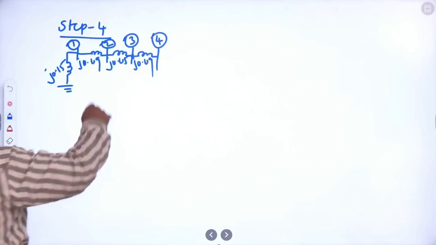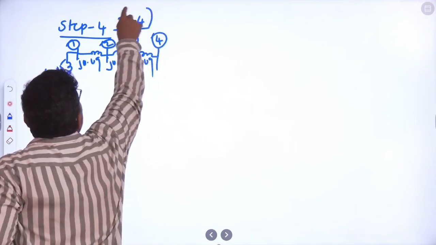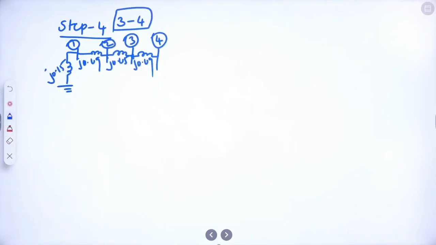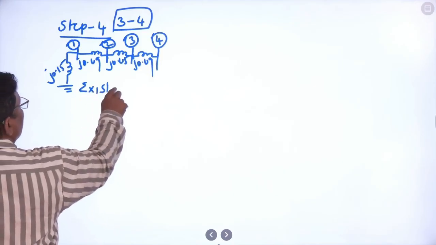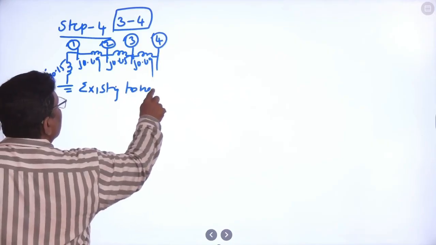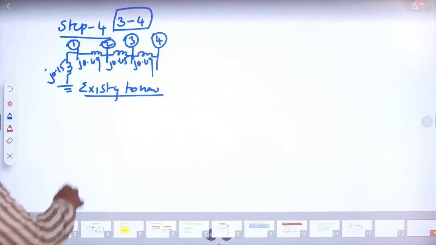Next, in step number 4, we can choose the path 3 to 4. So this is the path 3 to 4. Again it's nothing but the existing to new rule. So 3 is the old bus, the existing one. The 4th bus is introduced in this step, so it is a new bus. So for 3 to 4, again we are applying the existing to new rule. So now the size of the matrix is increased to 4 cross 4.